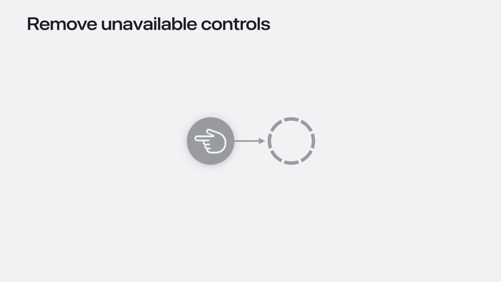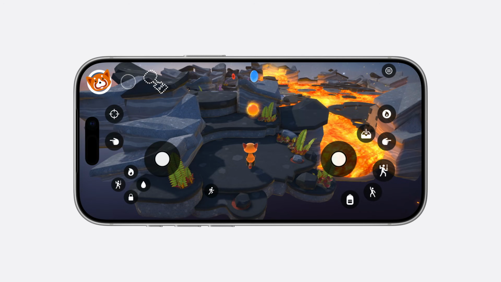And importantly, when the action isn't available or relevant, remove it from the screen entirely. Don't leave controls visible that players cannot use. In my game, here's how I apply this.